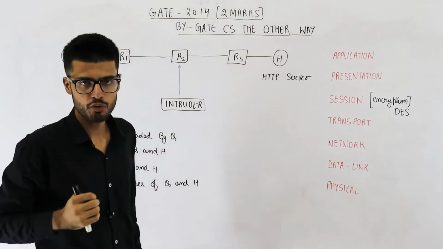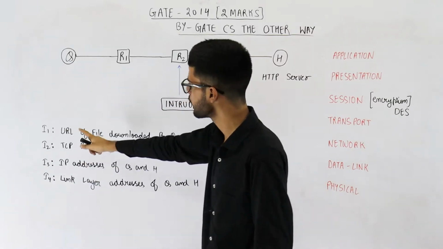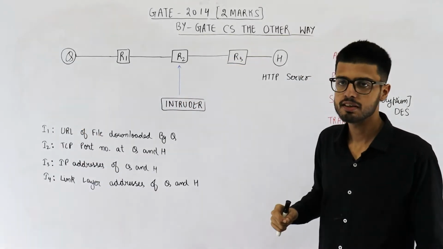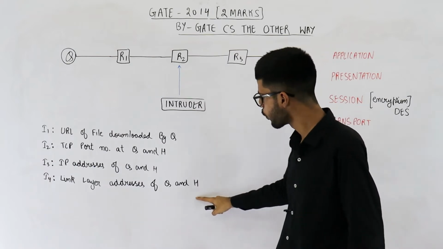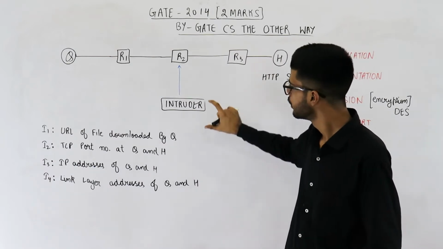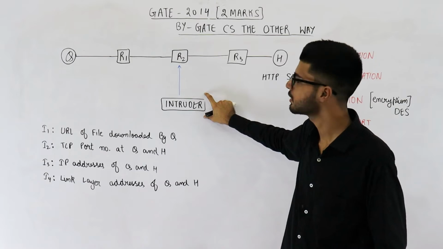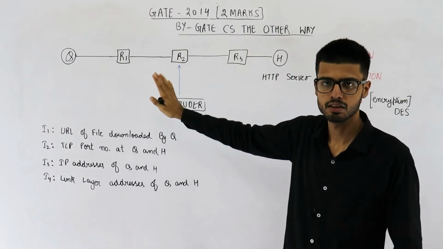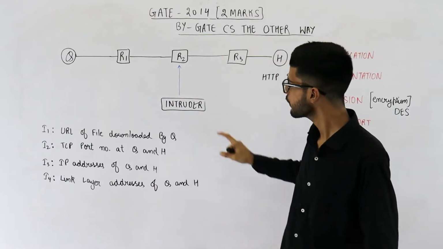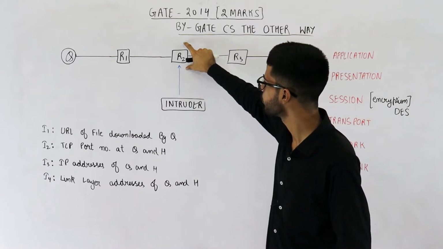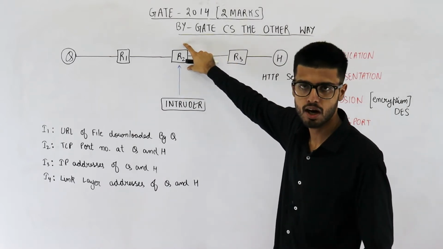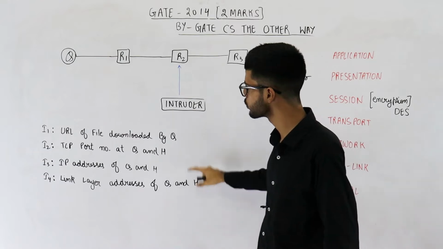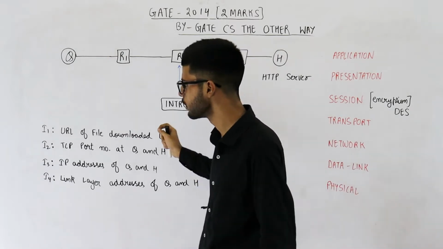Now 4 pieces of information are given to you, I1 to I4. The question is, which of these 4 things will be visible to this person who is trying to sniff this conversation? This person is listening to whatever is happening at router R2. Which of these 4 things will be visible to this intruder? You need to tell this.